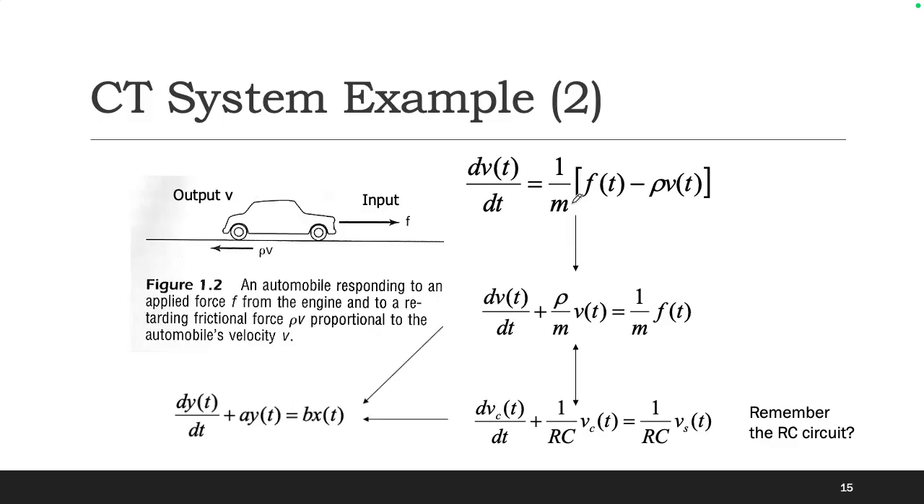So we can use this form to represent those two systems: dy/dt plus a y equals b x, because this is the output and this is the input. Is that right? A and B are just some constants. For the RC circuit, the RC is constant; for the car force system, the rho and R are constant. That makes sense to you? We can use this equation to represent this one. What does that mean?